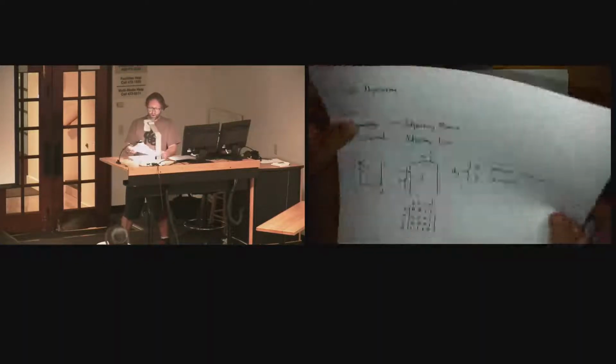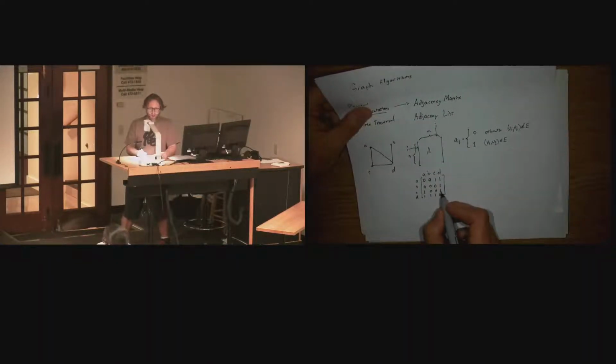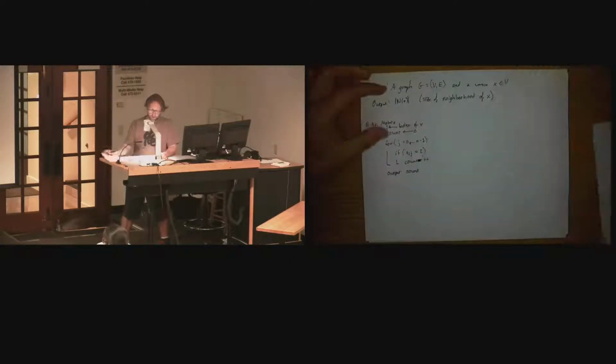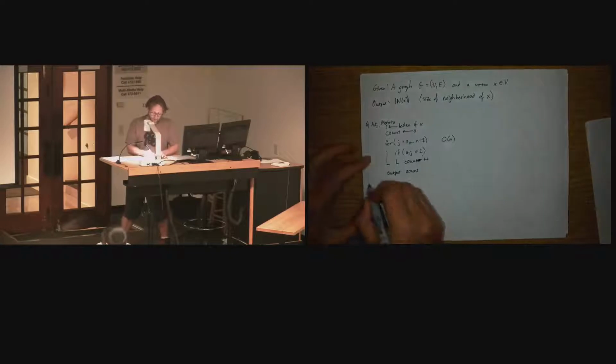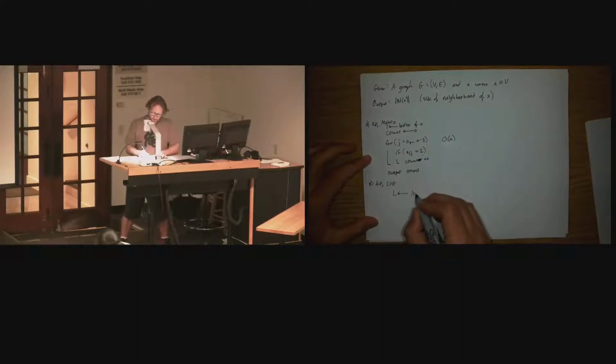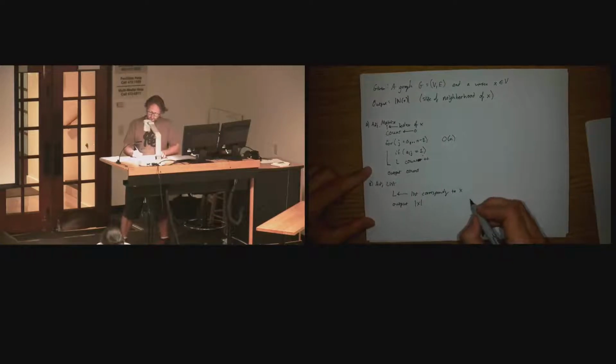What do you have to do? You have to go over the entire row and count up the number of ones. So consequently, this is going to be order n. Whereas with an adjacency list, once you've got the list corresponding to x, what can you do? Output x dot size, or the cardinality of x, and that's it. That is going to be order 1.